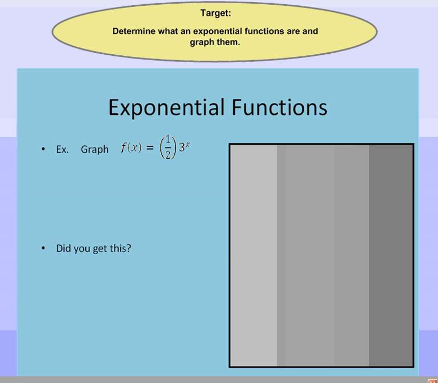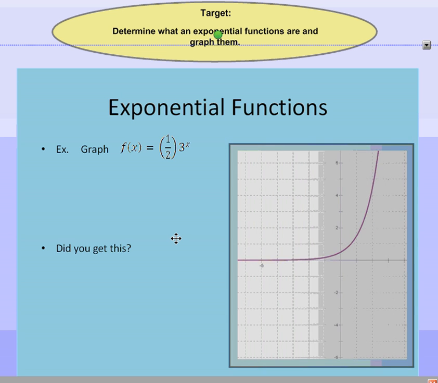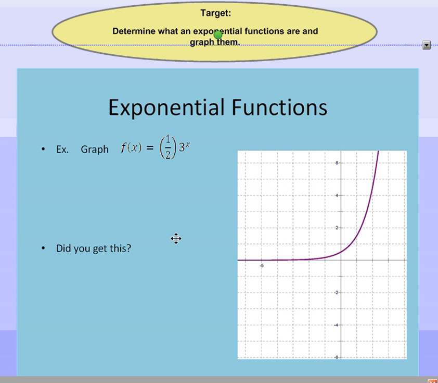After you find these things, did your graph look like this? Again, increasing to the right because this is a growth function. The b-value is higher than 1. Positive, so it should be above the asymptote, above the x-axis. And this is what it should look like.